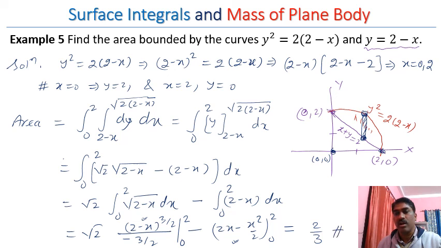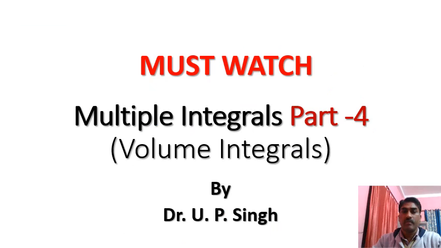So this is how we find areas of some surfaces. We also find the mass of laminas, and we will continue to find such things in the next lecture. We will continue the series, and in the next lecture, multiple integrals part 4, we will evaluate the volume integrals. So stay connected, and this is not the last.